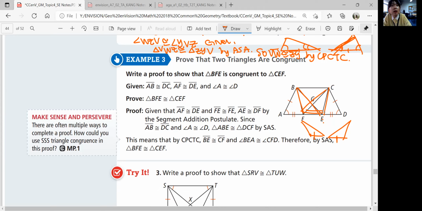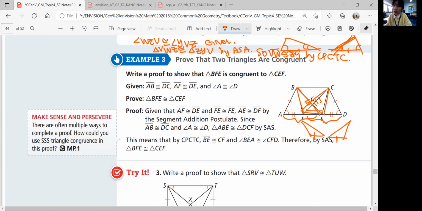And now we have this and this congruent to each other, we're looking at these two bigger triangles. Since AB and DC are congruent and angles A and D are congruent, we can use SAS to prove the bigger triangles are congruent. And by using CPCTC, BE is congruent to CE. And using that, SAS, we have BFE congruent to CEF.